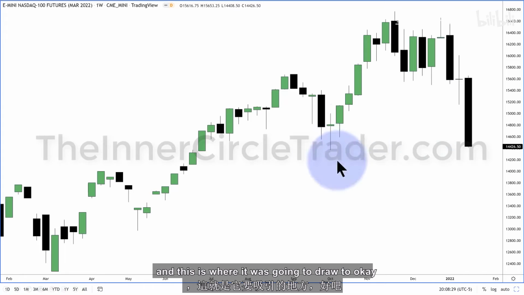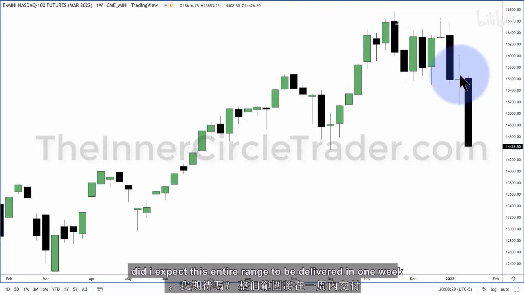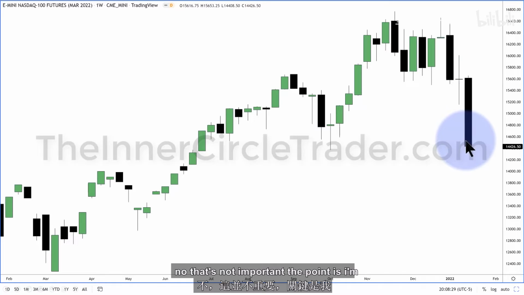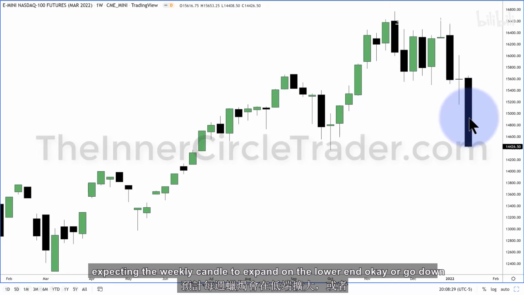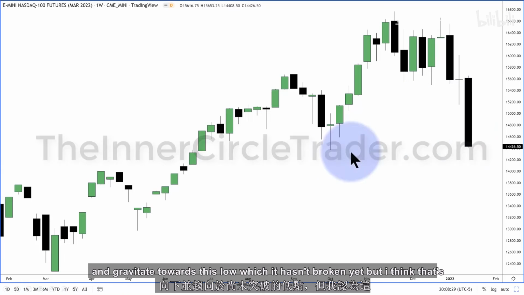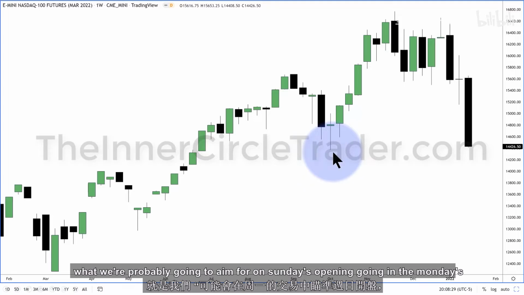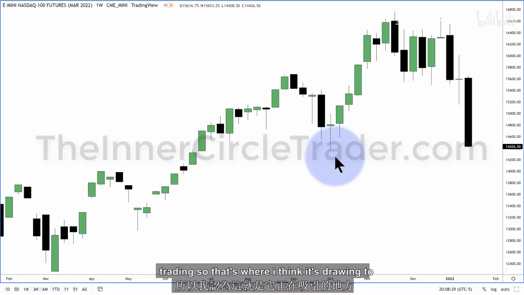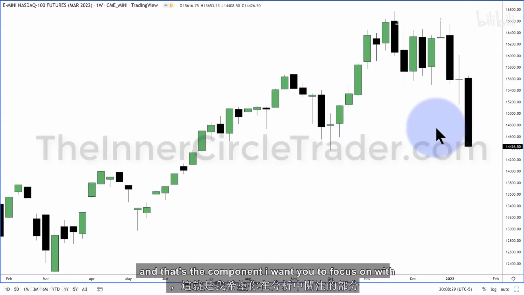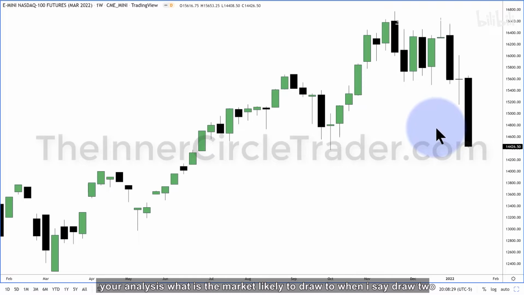And this is where it was going to draw to, okay? Did I expect this entire range to be delivered in 1 week? No, that's not important. The point is I'm expecting the weekly candle to expand on the lower end, or go down and gravitate towards this low, which it hasn't broken yet, but I think that's what we're probably going to aim for on Sunday's opening going into Monday's trading. So that's where I think it's drawing to. And that's the component I want you to focus on with your analysis. What is the market likely to draw to?